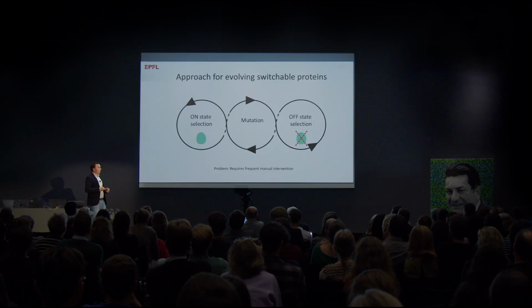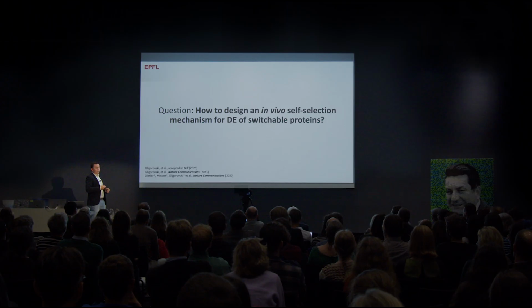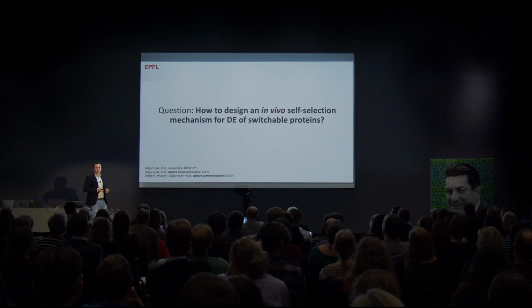And in my PhD, I wanted to go a step further, and really the question was, how can we design an in vivo self-selection mechanism for directed evolution of switchable proteins? Or to rephrase the question, can we basically find a molecular pathway inside cells to which we can then couple a protein of interest, basically assign cells to evolve that protein, but in such a way that cells achieve both selection for high on state of the protein and low off state of the protein.